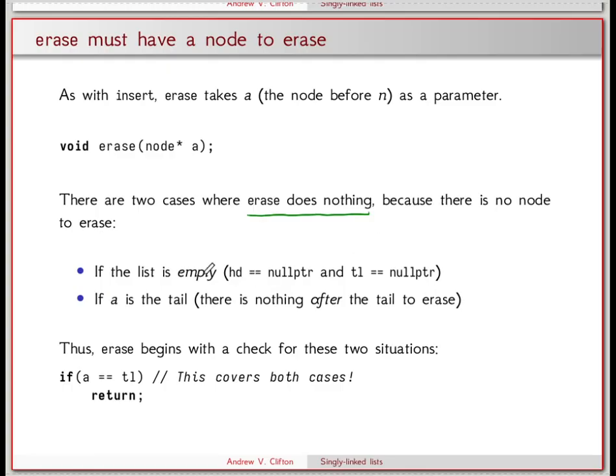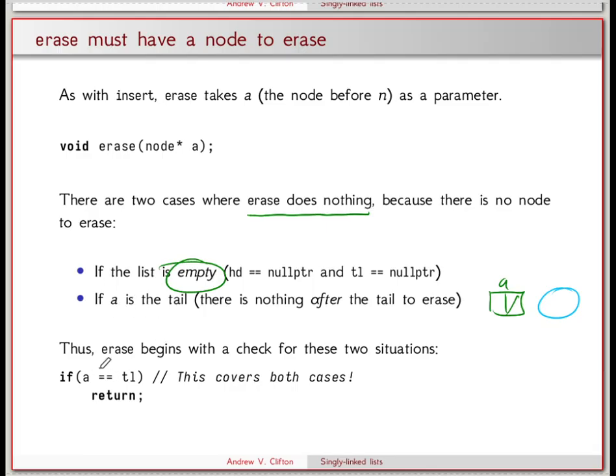Now, unlike insert, there are a couple of extra situations where erase doesn't do anything because there's no node to erase. If the list is empty, then there's nothing to erase. And if A is the tail, remember that A erases the node after it, but the tail doesn't have anything after it, so there's nothing to erase. So in these 2 cases, we don't do anything.